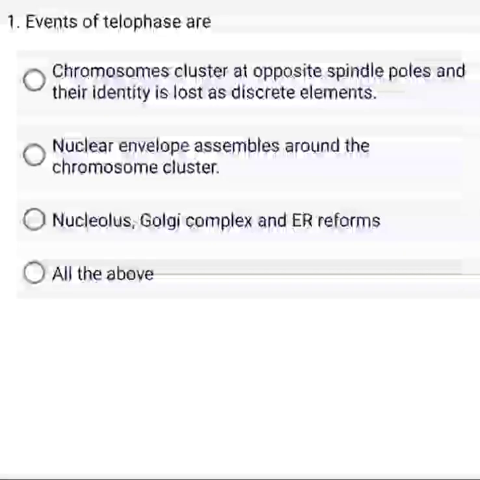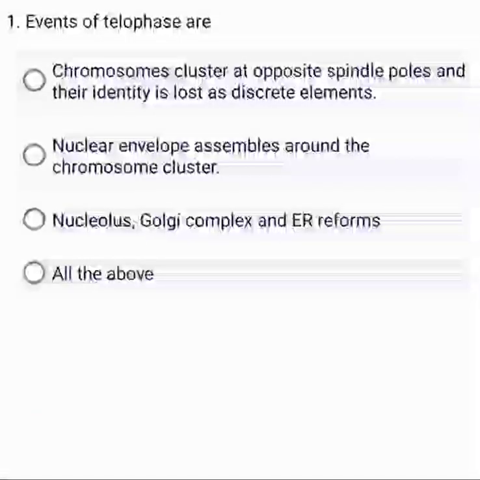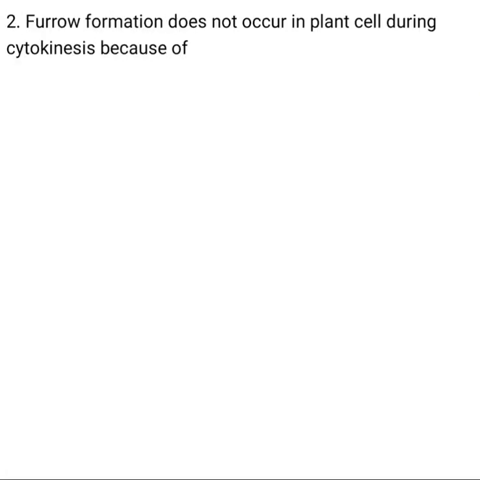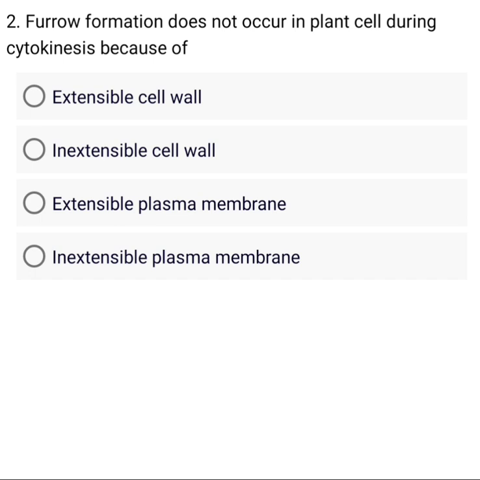Of telophase are: A. Chromosomes cluster at opposite spindle poles and their identity is lost as discrete elements. B. Nuclear envelope assembles around the chromosome cluster. C. Nucleolus. Right. Furrow formation does not occur in plant cell during cytokinesis because of A. Extensible cell wall. B. Unextensible cell wall.